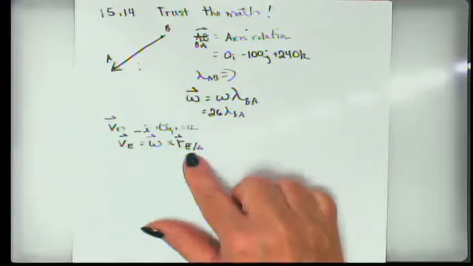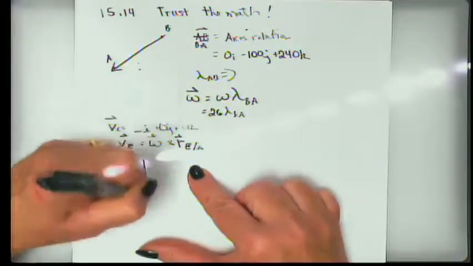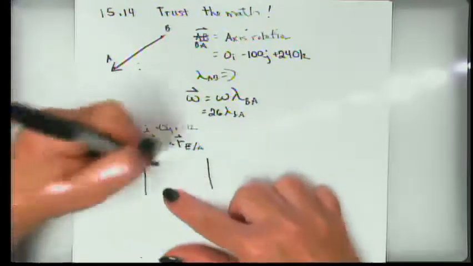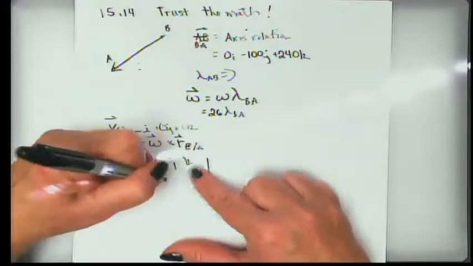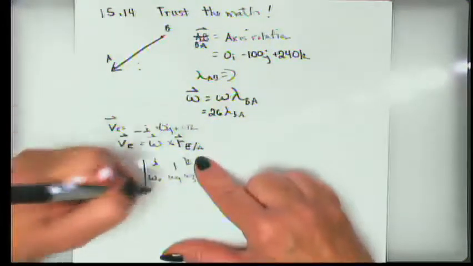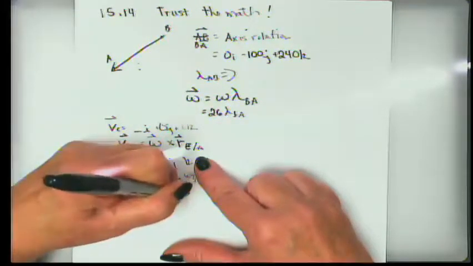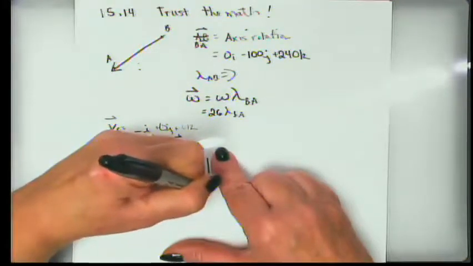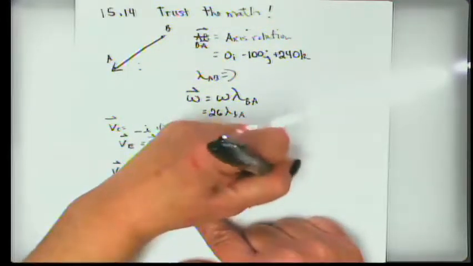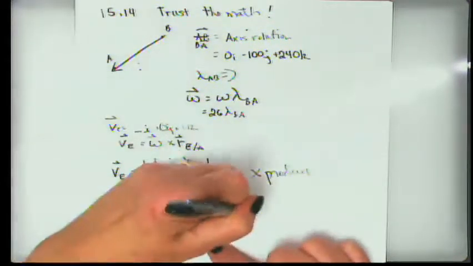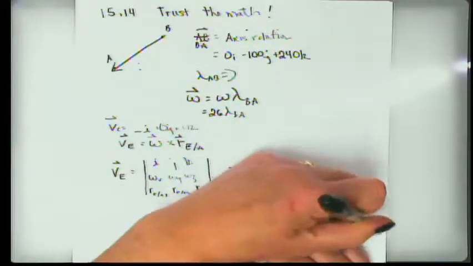All right, so VE then, I'm just going to set this up, is going to be equal to the evaluation of this cross product, where this is going to be omega x, omega y, and omega z, and this is going to be that position vector in the x direction, in the y direction, and in the z direction. Okay, and then you can execute the cross product, and you'll come up with a velocity of E written as a vector. All right.